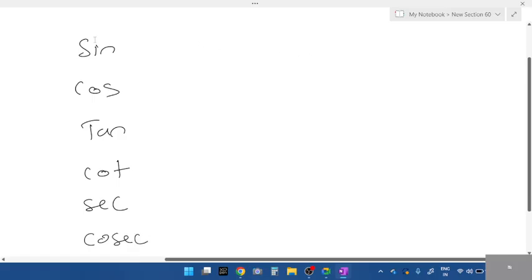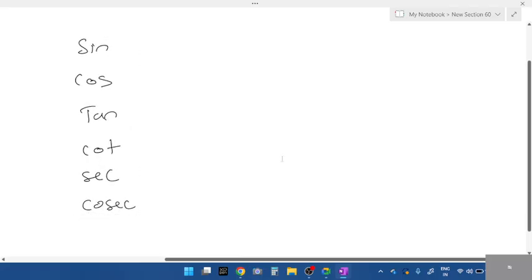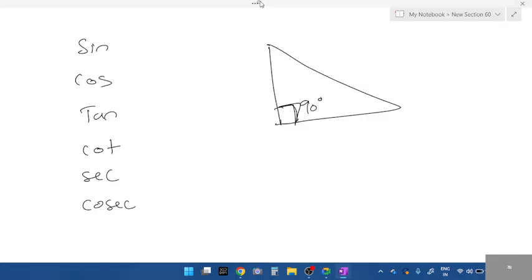So trigonometry we use for which triangle? All of you will respond. For which triangle? Right angle triangle. A right angle triangle, what is this angle fixed? What is this angle? 90 degrees.